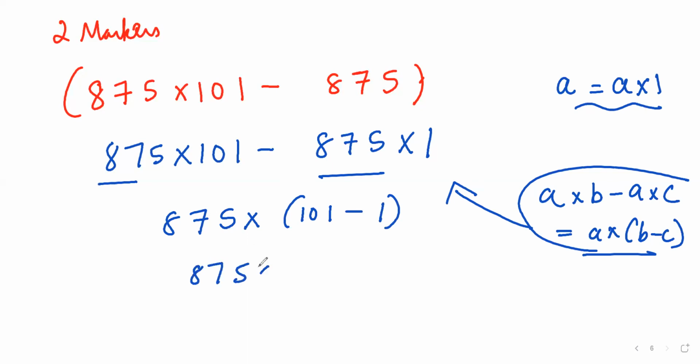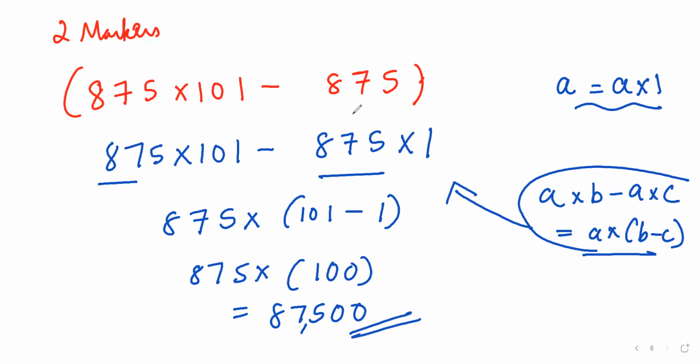In the brackets, let us simplify first. What is 101 minus 1? 100, isn't it? So it is 87,500. You can put a comma as per the Indian system of numeration. So it's very simple, isn't it? Otherwise, you have to calculate 875 into 101. The calculator will do the job in a matter of seconds. But I told you, you have to learn. You should know the methodology, and that's why I have taught you this, and you'll be tested on one such topic related to the distributive property. Now let's move on, children.